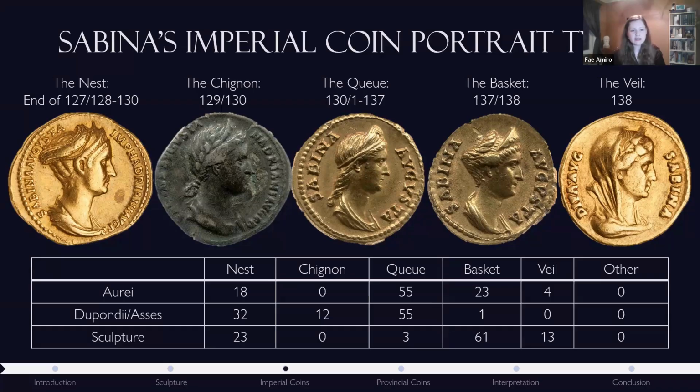So yes, the Q is, as you can see, very high numbers. The basket compared to the sculpture, in contrast, is super low. And the chignon, you can see, only really appears on a single denomination for a short period of time. So overall, there's really not much of a correlation between the 2 media in terms of the actual numerical breakdown, the proportion of the different portrait types.